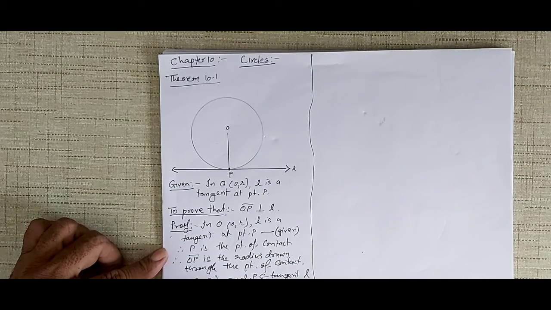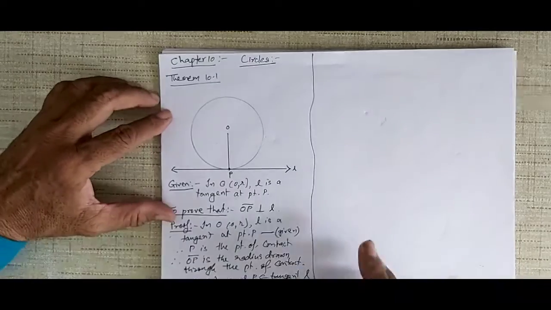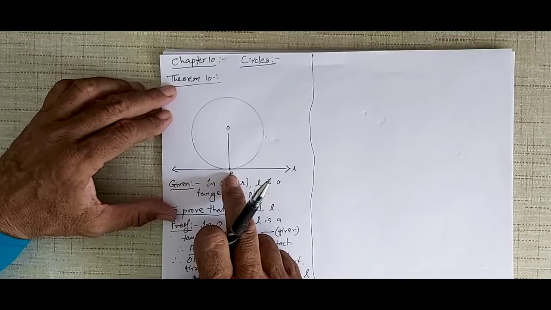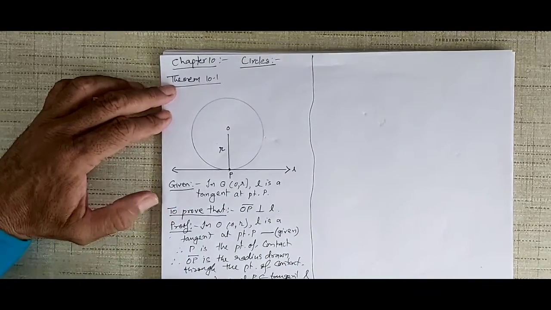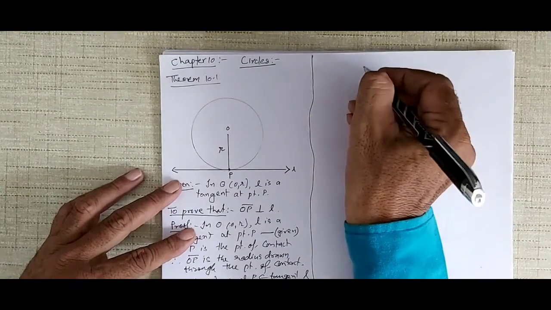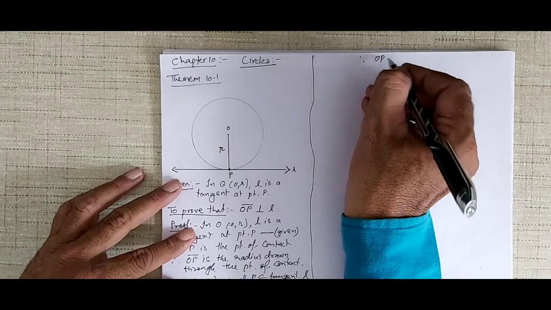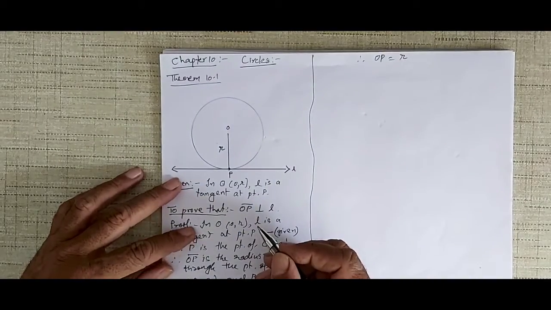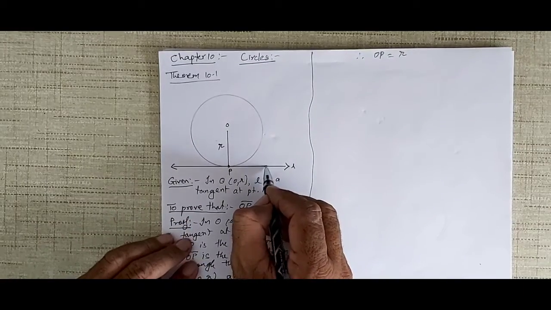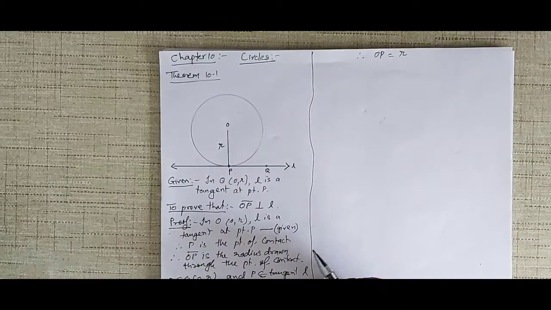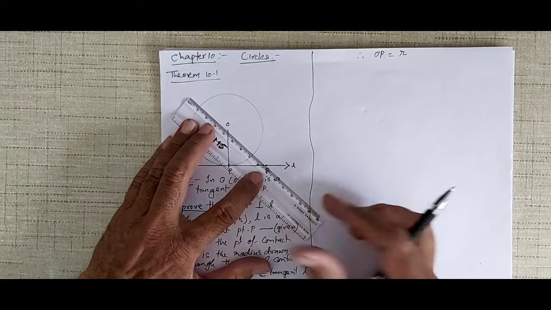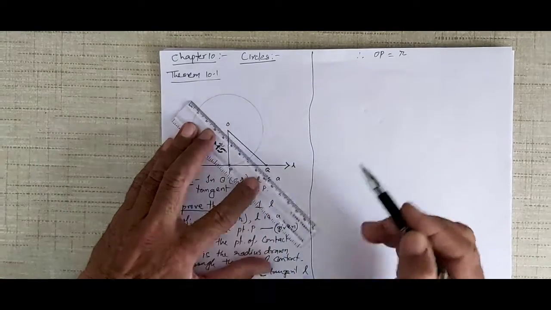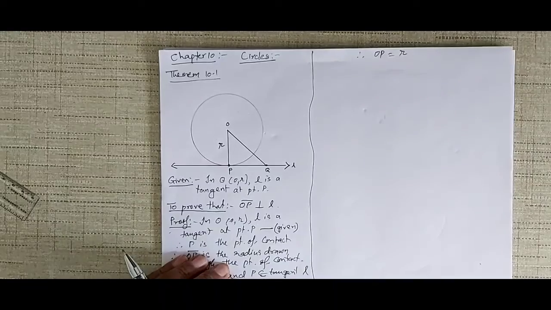So that means P belongs to the circle with center O and radius R, and P also belongs to the tangent L. Since it belongs to the circle, the distance OP is equal to the radius R. Therefore OP is equal to the radius of the circle R. Now let us suppose I take a point Q here. Then I get line segment OQ. You can see from the figure itself that OQ is going to be greater than the radius.